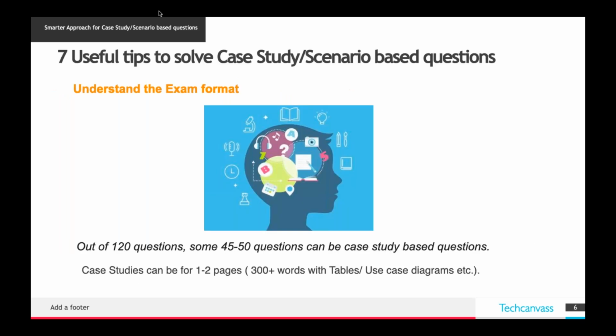So let me start with my first step. Understand the exam format. I already repeated it. Some 45 to 50 questions can be case study based questions. Mentally prepare that the case studies can be for 1 or 2 pages, or it can also go for 3 pages.